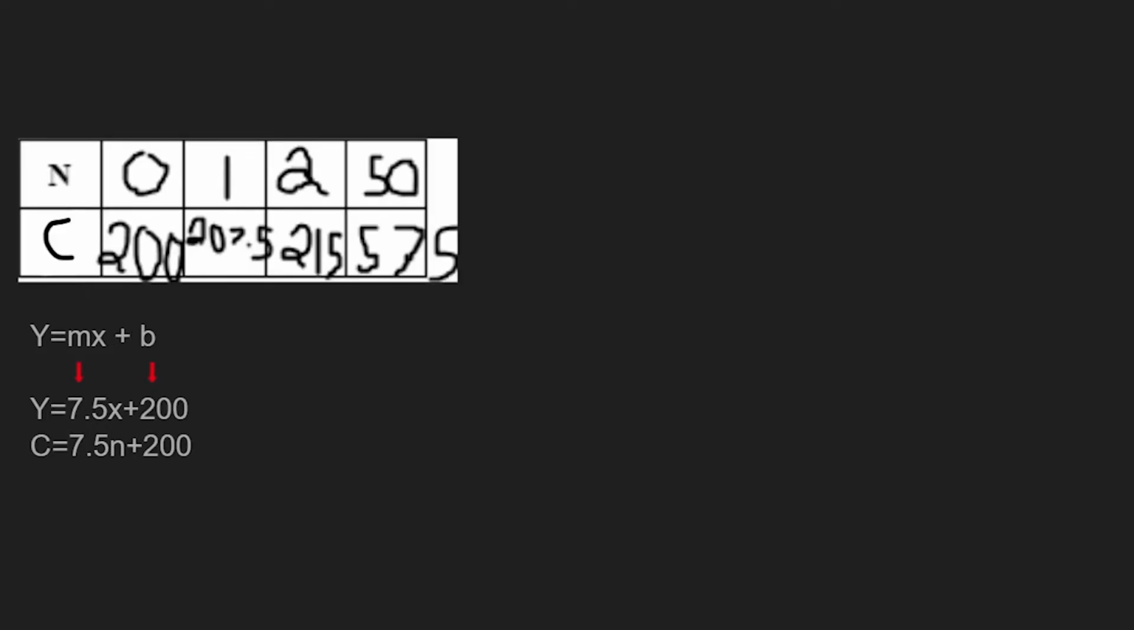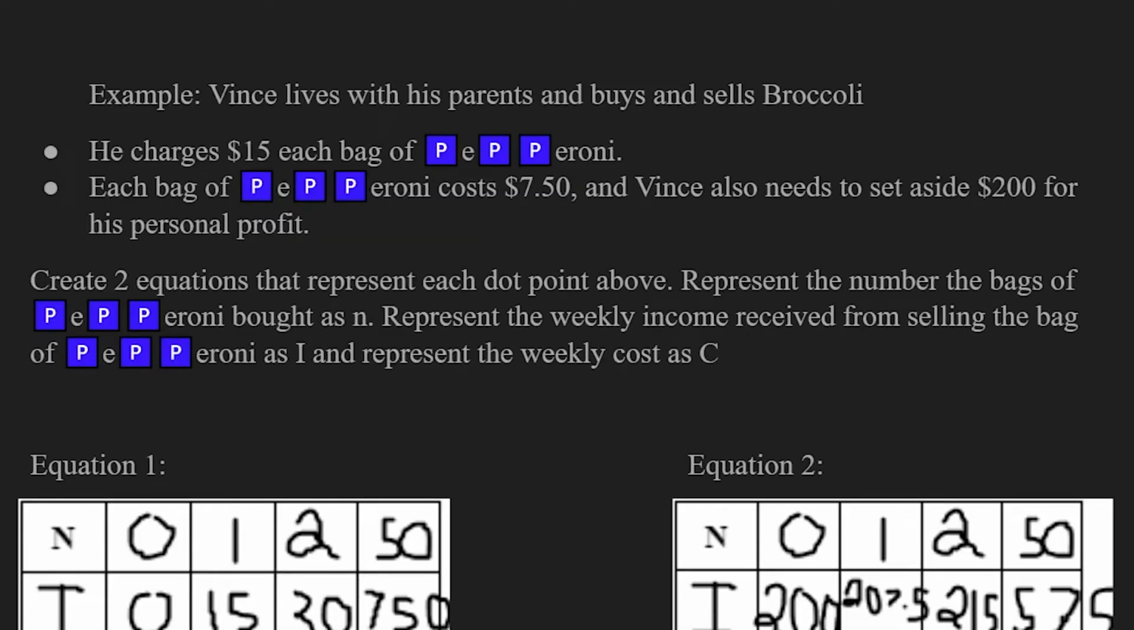Now let's move on to costs, or equation 2. C equals 200 is going to be the base, which is b. We're going to copy the x and y and the plus. M is the gradient, so the same thing again. See how much the second row is going up by. In this case it is 7.5, so that's going to be the gradient, which is m. And we have to replace y and x, so y is going to be C and x will be n. So we have two equations now.